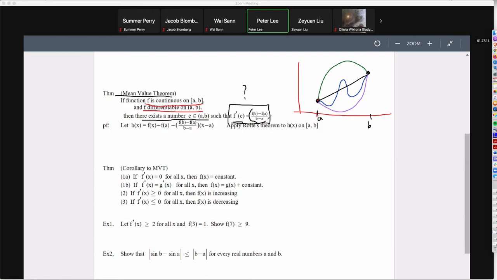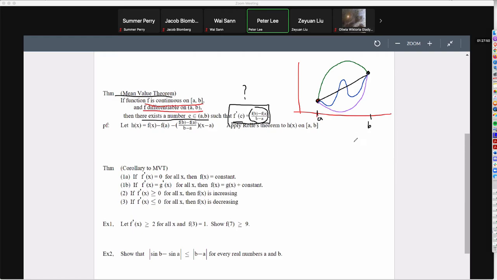Now, what is this expression? That is just the slope of the line connecting the 2 points. That's the slope of the black line, the line segment connecting the 2 endpoints. So the derivative of f at c must be the same as the slope of the line connecting the 2 endpoints like this.